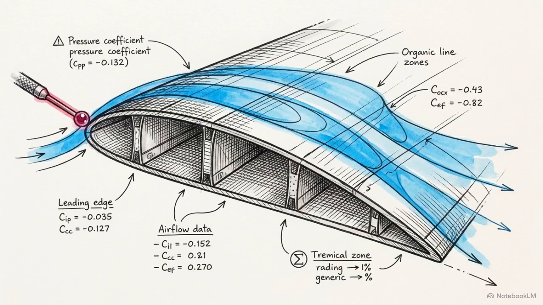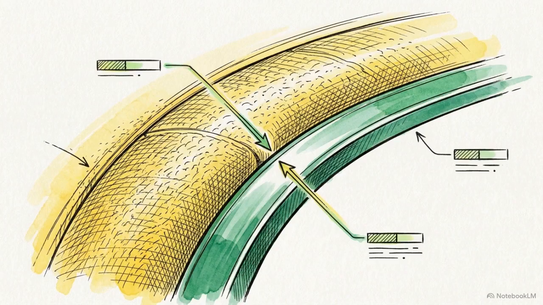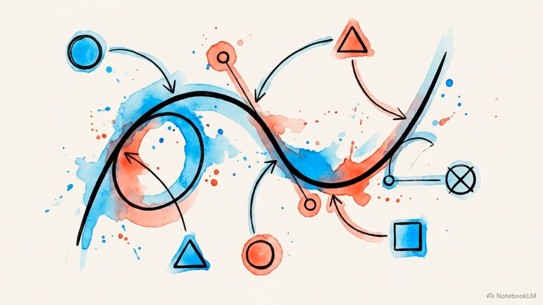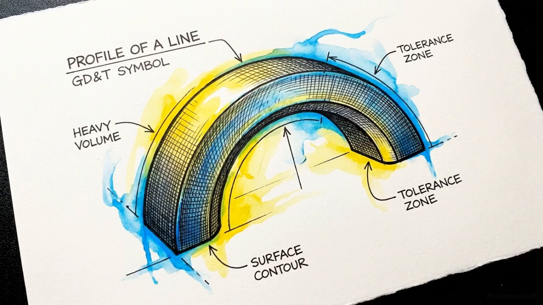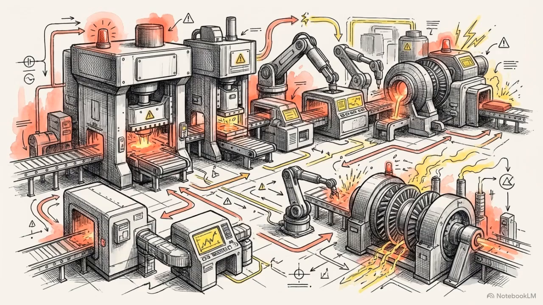Certain functional requirements depend entirely on these non-standard geometries. The aerodynamic lift generated by a specific airfoil cross-section or the precise aesthetic flushness of automotive trim cannot be defined by standard arcs and lines. When standard geometric shapes cannot define the surface and custom contours must be preserved, profile of a line provides the necessary control. In physical production, process variations are inevitable.